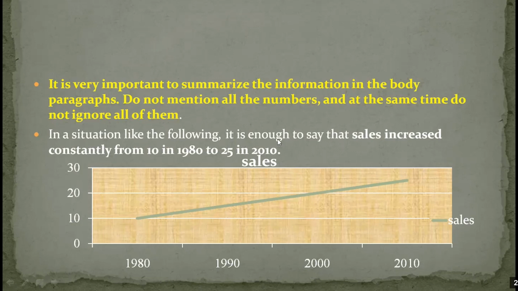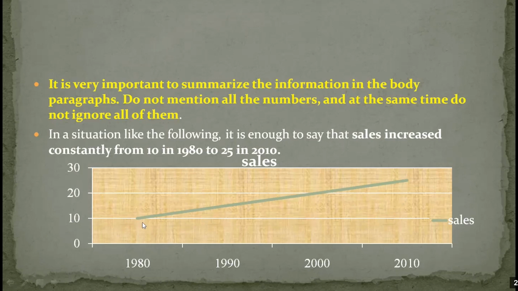And it's clear here that in 1980, the sales were like $10,000. In 1990, it became $15,000. In 2000, it became $20,000. In 2010, it became $25,000. So how are you going to write about that? What information are you going to include in the body paragraph? Are you going to comment on each year? Are you going to say 1980, 1990, 2000, and 2010? What are you going to do?